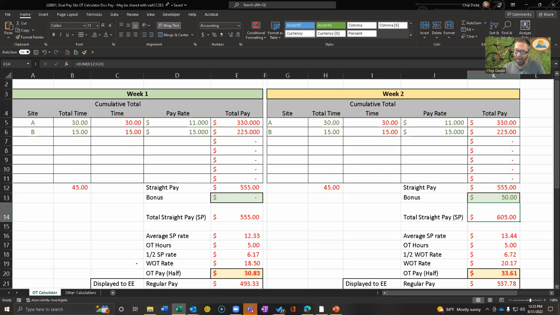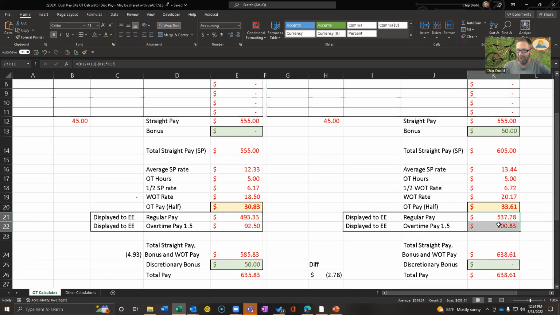So now his total straight pay is 605, no longer the 555. So now to come up with his average pay rate, I've got to take the 605 divided by the 45. So he makes 13.44, quite a bit different than over here at the 12.33. That's why it messes with the overtime count. Same number of hours, 5. Half this weighted overtime rate is 6.72, right? 13.44 divided by 2 is 6.72. So his equivalent weighted overtime rate is 20.17, right? It's the 13.44 plus the 6.72, 20.17. Way more overtime rate than over here on the 18.50. So 33.61 is the amount I owe on this time because it was factored in up here.